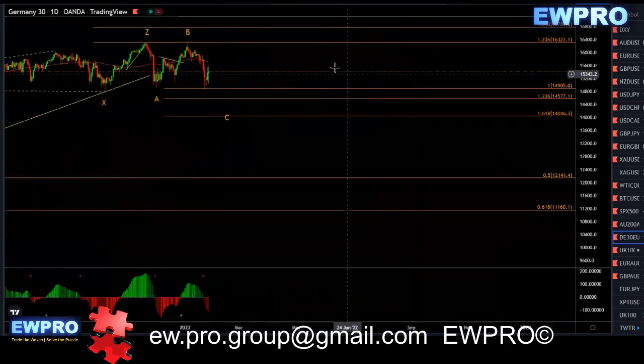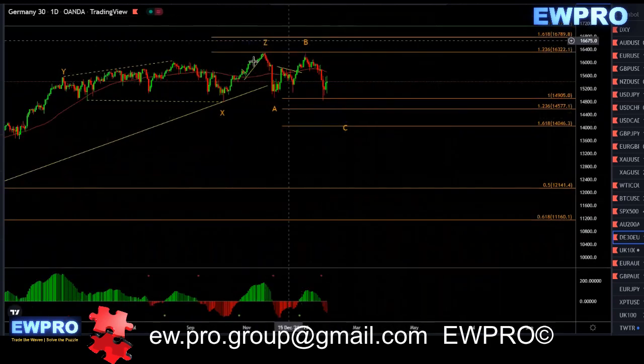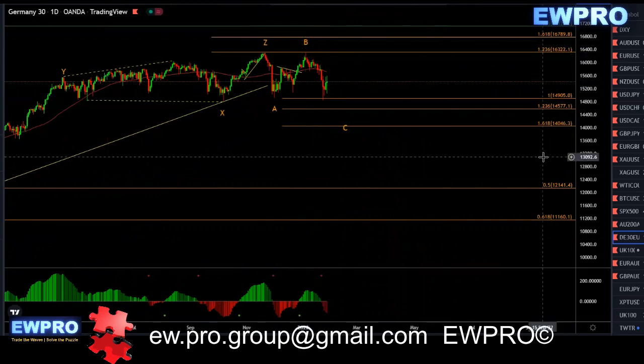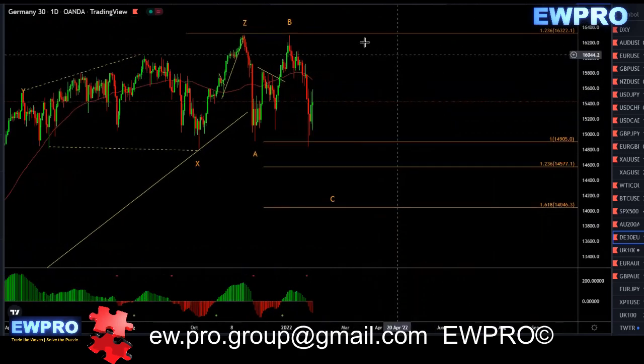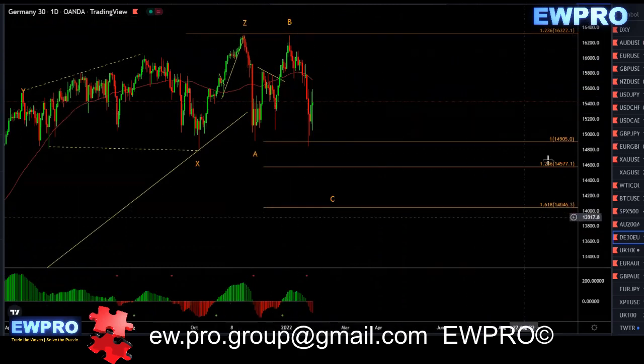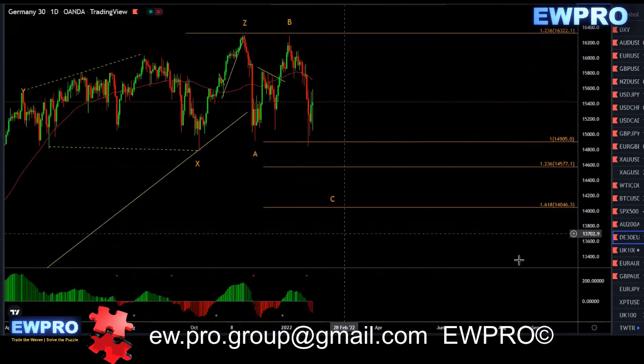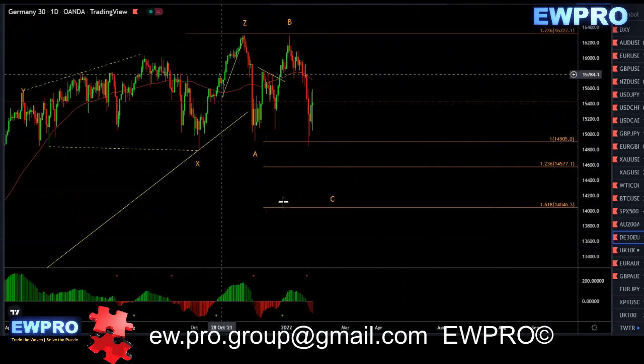So I'm looking at it as some sort of a correction. I've just got it as an ABC here, but we don't know what sort of structure. This can turn into a very large correction, and I dare say that's what we'll get, some sort of a really large correction.